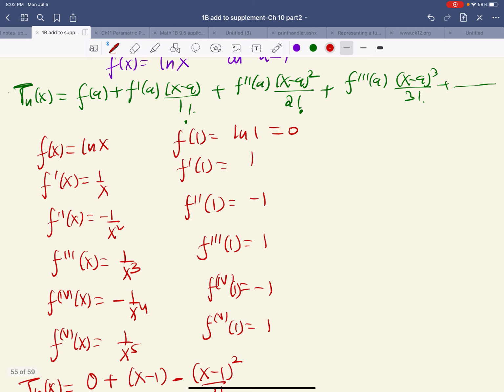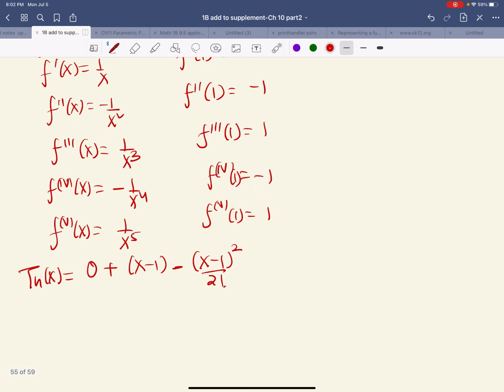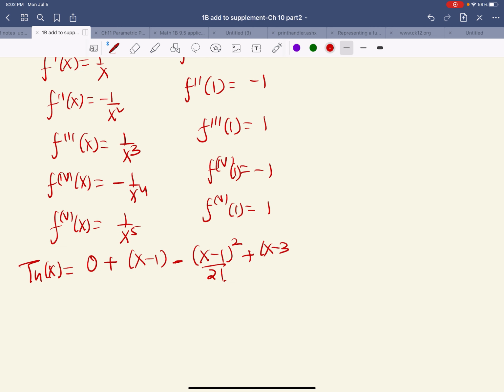So first term 0 factorial, 1 factorial, 2 factorial. And the next term we're going to have plus x minus 1 to the third power over 3 factorial, minus x minus 1 to the fourth power over 4 factorial, plus x minus 1 to the fifth power over 5 factorial, and so on.